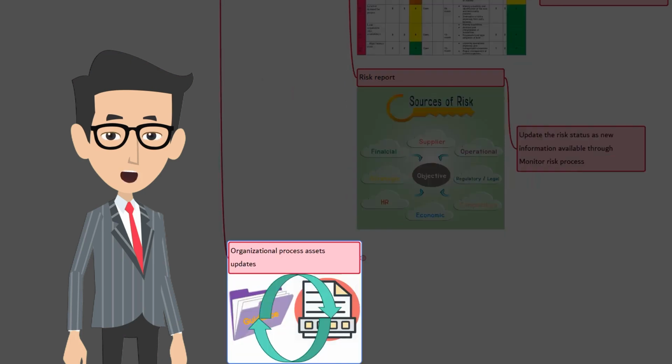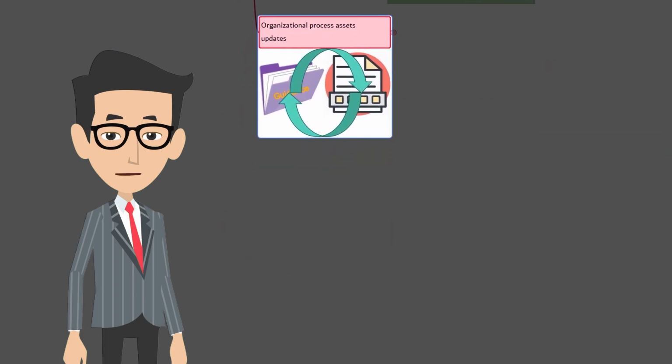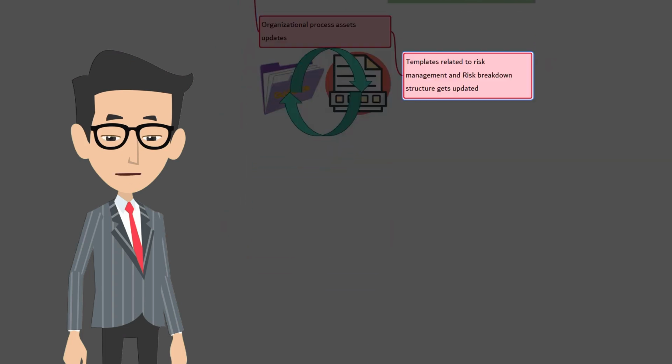The last output is organizational process assets updates. Here, templates related to the risk management plan, risk register, risk report, and risk breakdown structure are updated. All right, that wraps up the risk management knowledge area. Let's move to the next knowledge area, project procurement management.